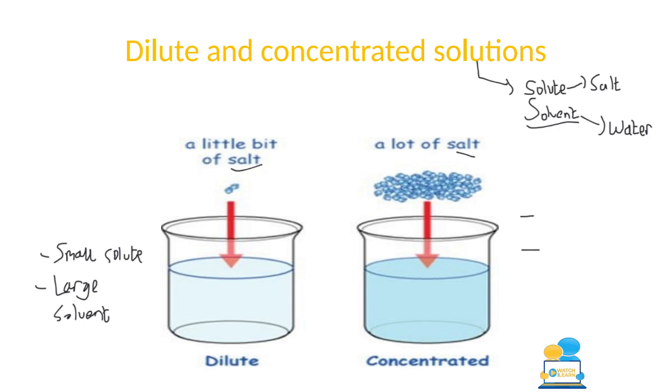So again, is our salt our solvent or a solute? We know that the salt is our solute. So do we have a large amount of solute or a small amount? And of course, from the diagram, we can conclude that we have a large amount of solute.